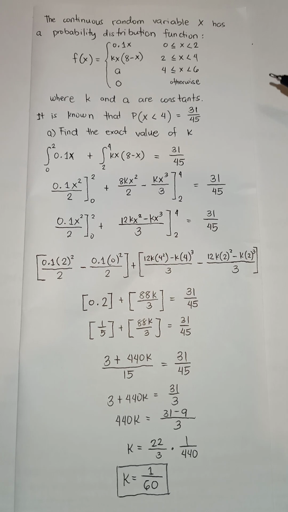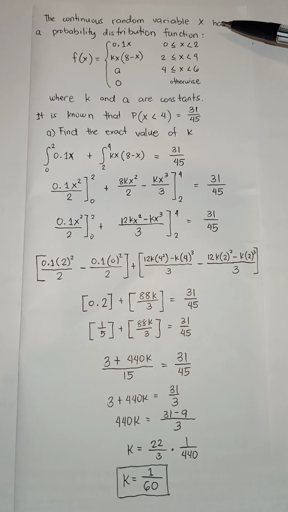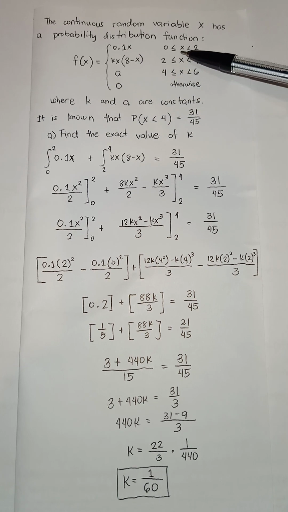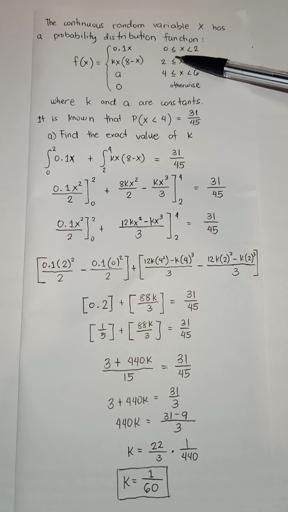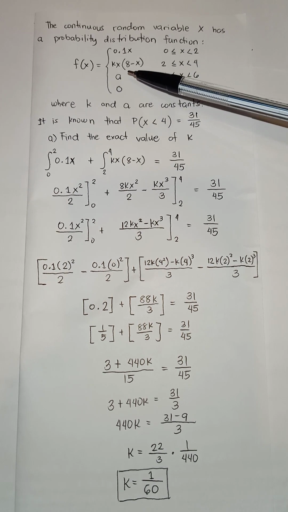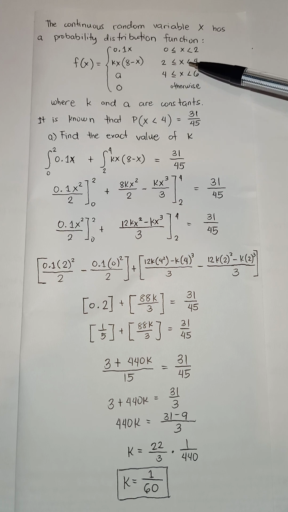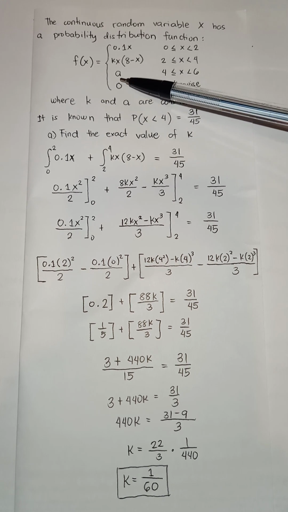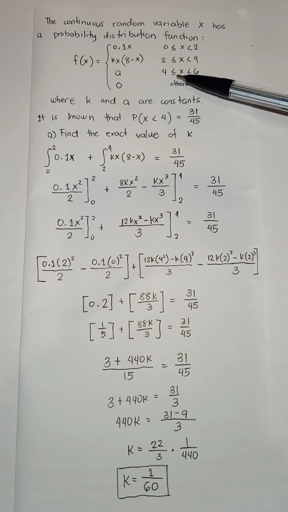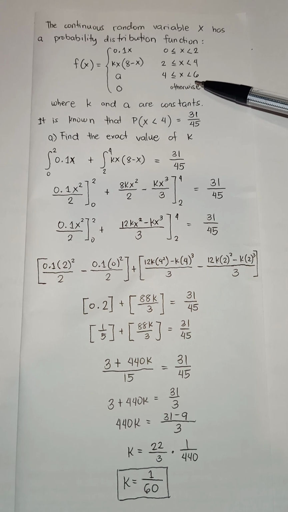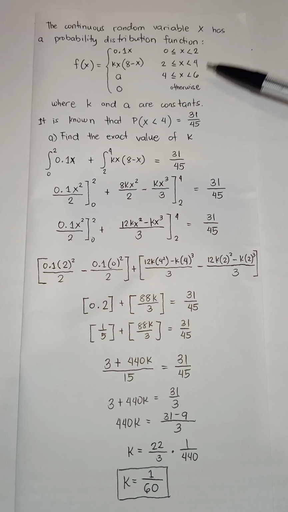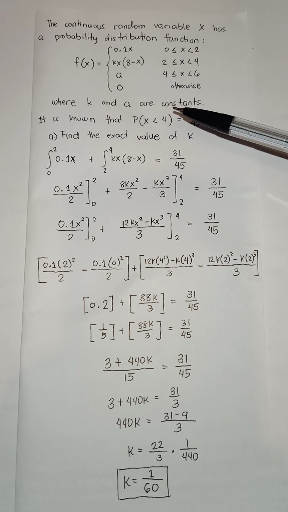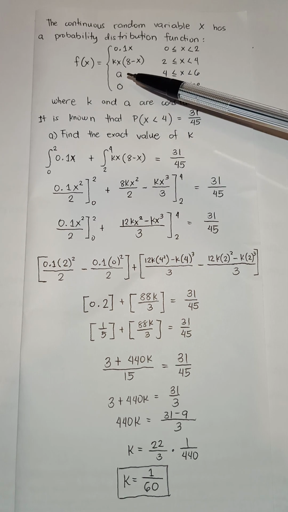Okay, so the continuous random variable x has a probability distribution f of x equal to 0.1x for values of x greater than or equal to 0 but less than 2, kx times (8 minus x) for values of x greater than or equal to 2 but less than 4, and a for values of x greater than or equal to 4 but less than 6, and 0 for values not in this domain. Okay, so where k and a are both constants.